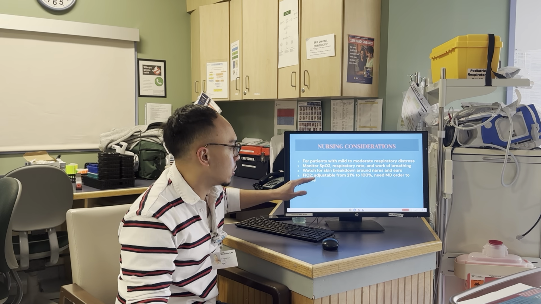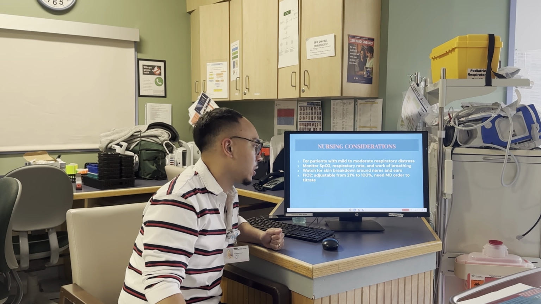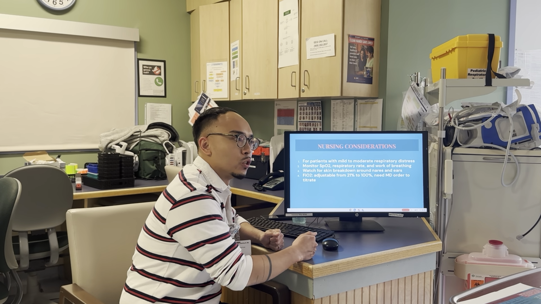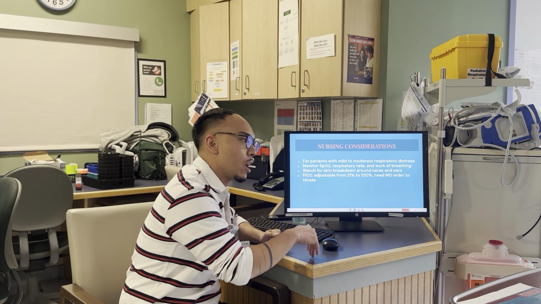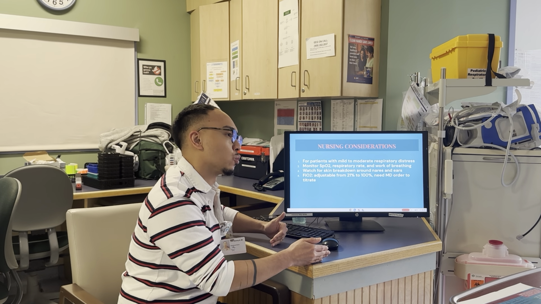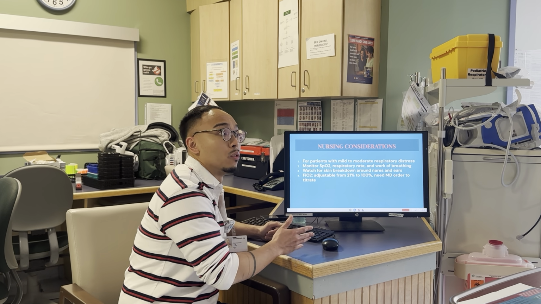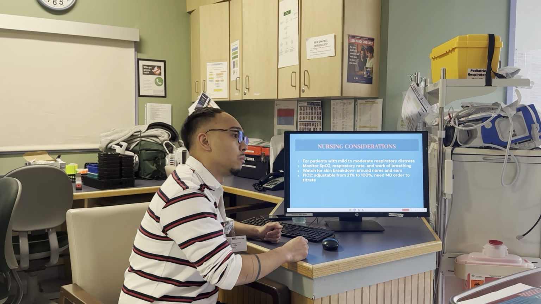And then FiO2 is adjustable between 21 to 100%, but you do need an MD order to clarify, because in certain situations they want you to stick to a certain FiO2, but the majority of the time they'll provide a range to you and you'll titrate as such. Just don't go beyond that scale that they gave you. Okay? Right?